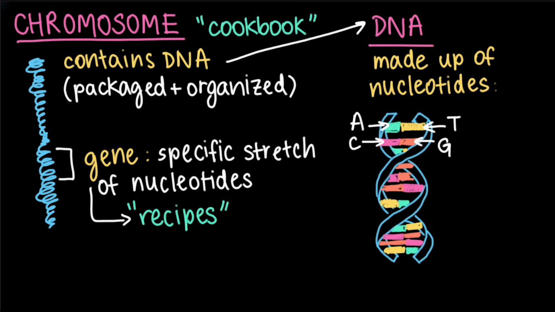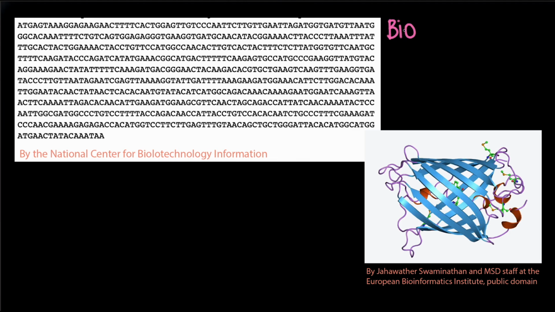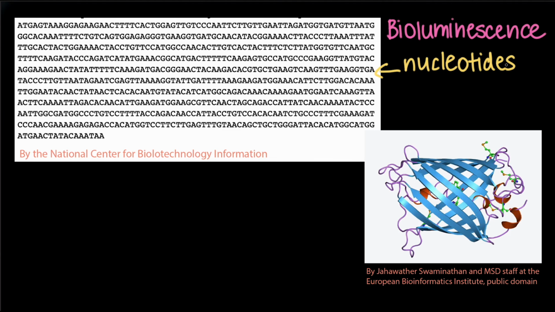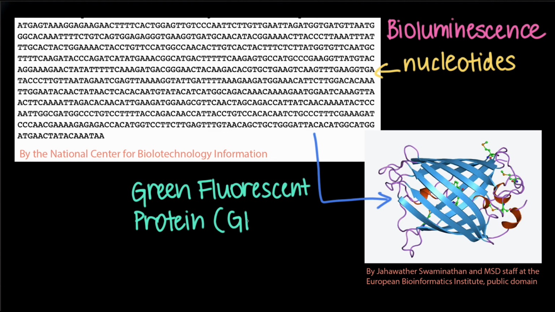So, what does the cell make with these gene recipes? The cell uses the information in genes to make other molecules called proteins. So, our crystal jelly must have genes on its chromosomes that are responsible for its trait of bioluminescence. Because of work done by scientists, we now know that the jellyfish's bioluminescence involves one gene in particular. The coding sequence of this gene is made up of roughly 700 nucleotides, all arranged in a specific order. And this gene acts like a recipe for making a protein called green fluorescent protein, or GFP for short.